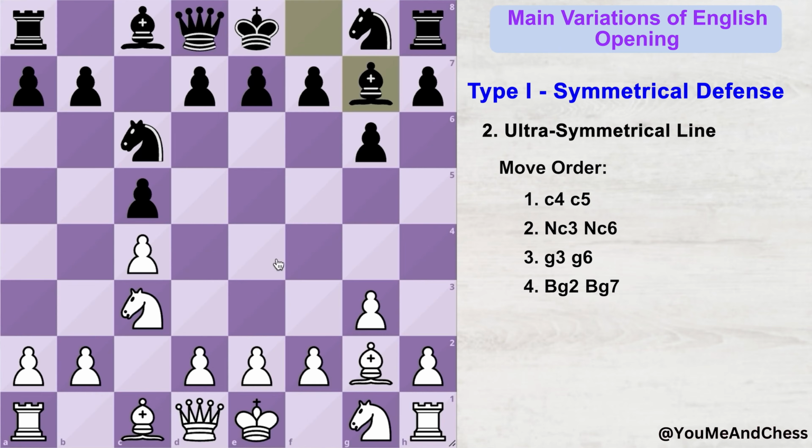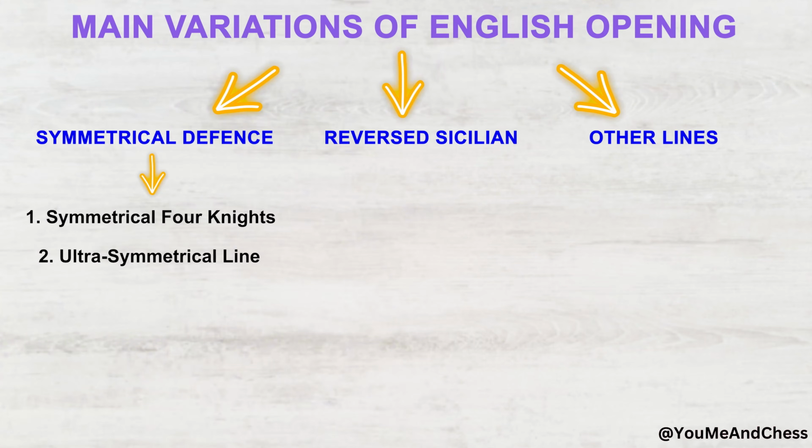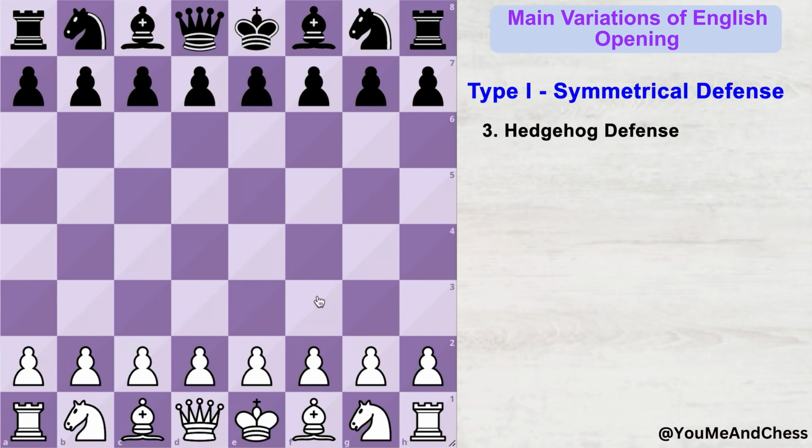Now let's look at the third important line in the symmetrical defense, and that is the hedgehog defense. In the hedgehog defense, it is seen that both the players try to take control of these light squares. Let's look at the move orders. White begins the game with c4, black responds with c5.